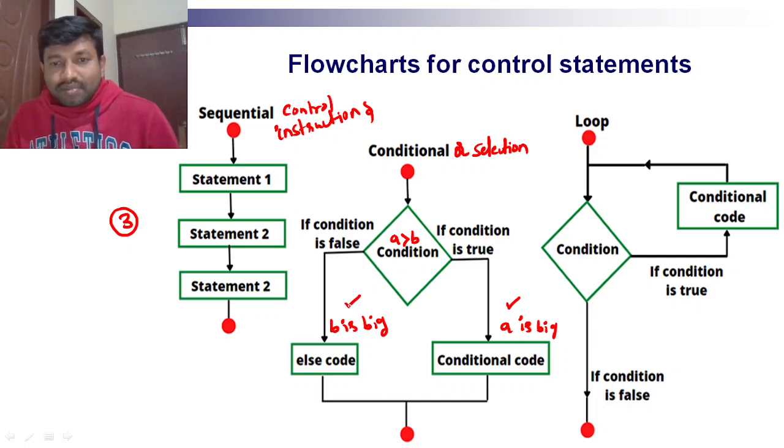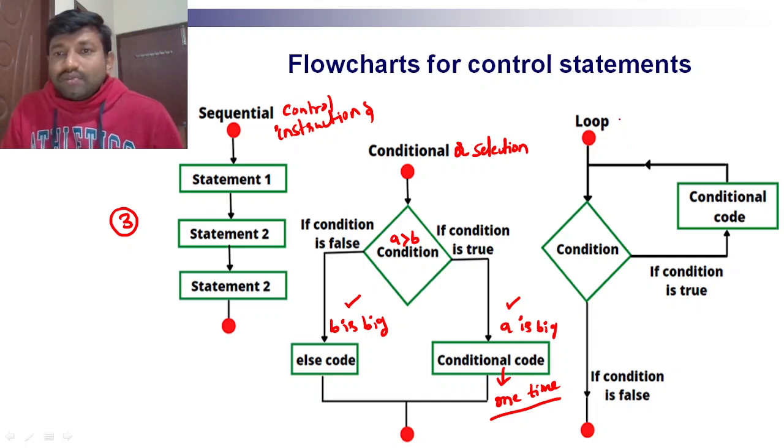If a greater than b, you will be writing printf a is big, else printf b is big. Though you have written both statements, only one statement gets executed based on the condition. This is called selection or conditional based statements. These can be implemented using the if keyword in C language. But if the condition is true, how many times are you going to execute this code? The conditional code is going to be executed only one time. Fine. But there is a requirement: I want to execute this conditional code n times.